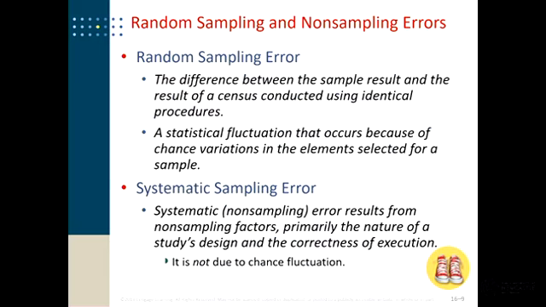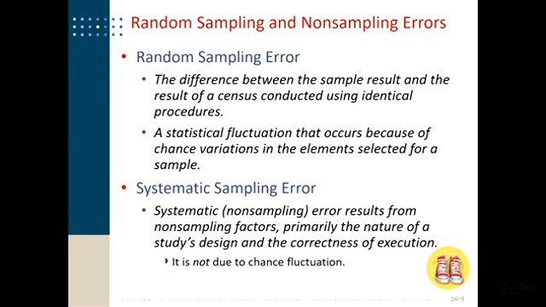Okay, so far we have already talked about sampling frame error. As I said, when we move from target population to sampling frame, an error arises, that is sampling frame error. Now we will be talking about 2 more errors. One is random sampling error, another is systematic sampling error.